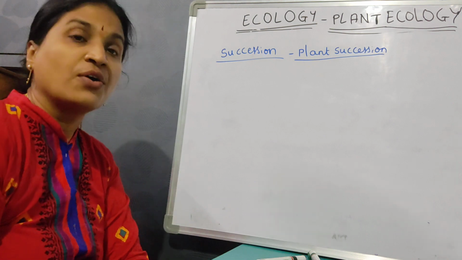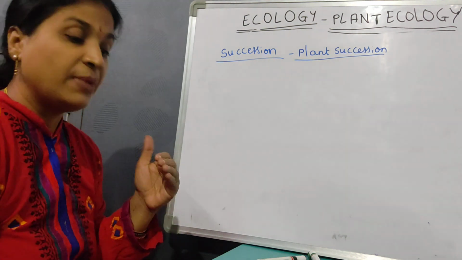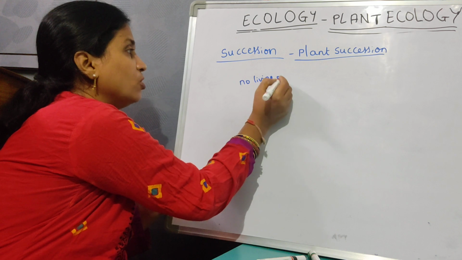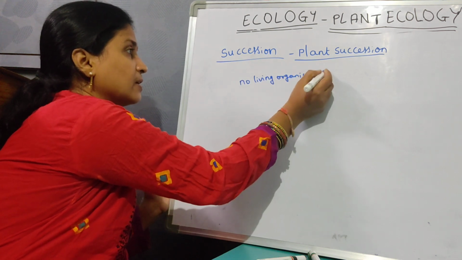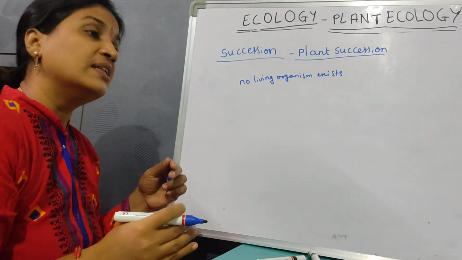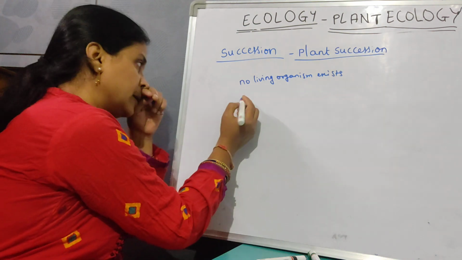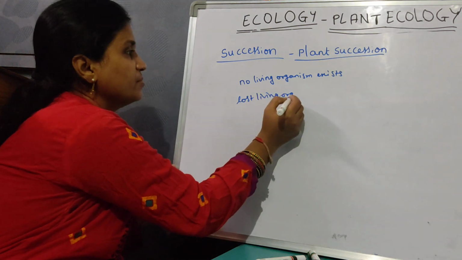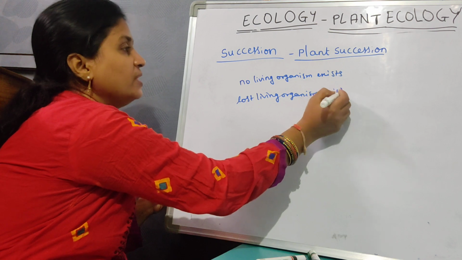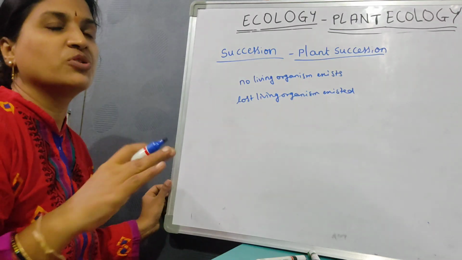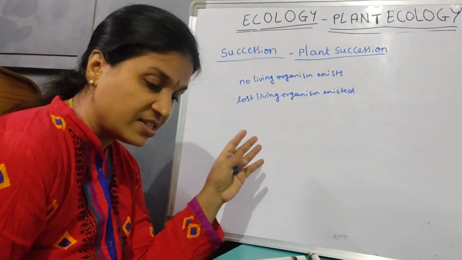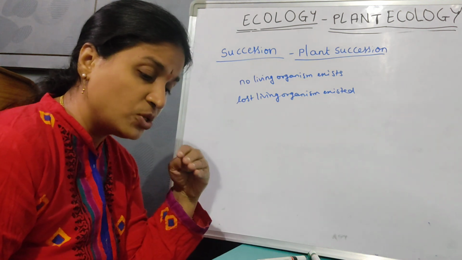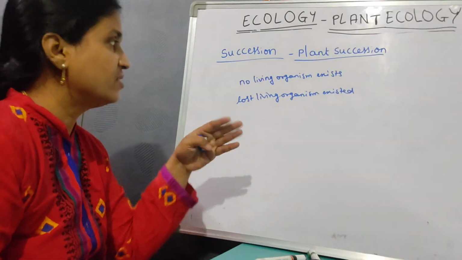Succession is a process that may take place where no living organism exists, or where living organisms existed already, but they were lost. Lost living organisms means they were living organisms, but because of some disturbances or changes, they were lost. So succession starts in an area where no living organisms ever existed, and also in an area where all the living organisms that existed were lost.